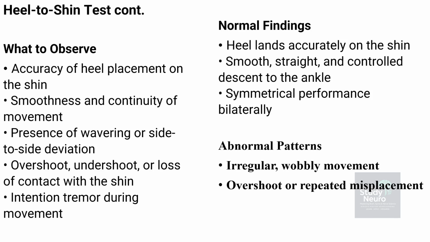Abnormal findings, such as irregular, wobbly movements or repeated misplacement, point to cerebellar hemisphere dysfunction. Asymmetry suggests focal pathology, while bilateral incoordination may indicate midline or diffuse cerebellar disease.